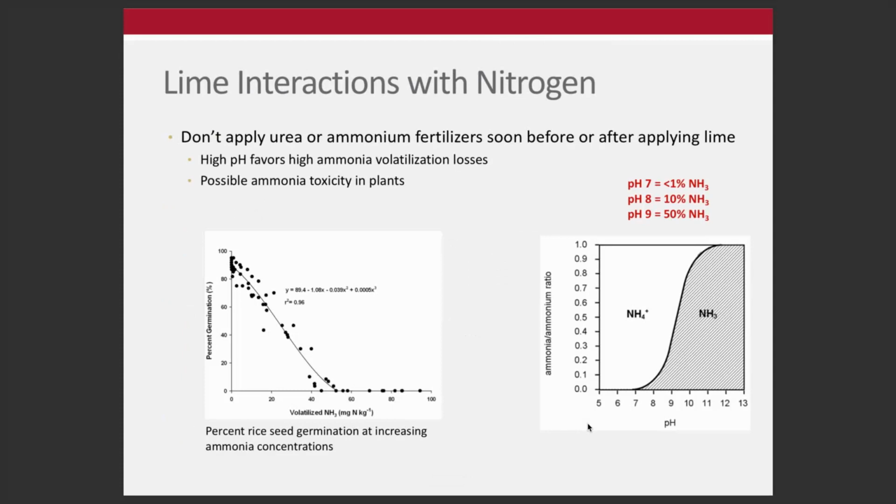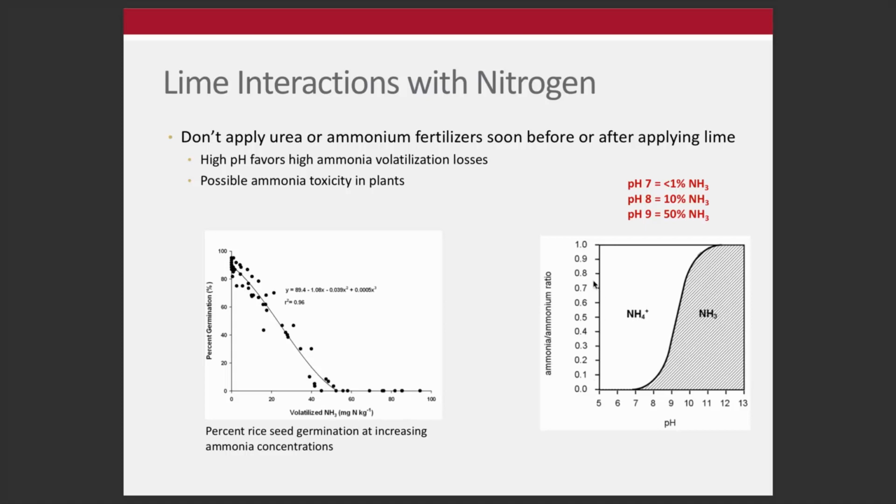One little caveat about interactions with lime and nitrogen. Okay, so we don't recommend applying a urea or ammonium-based fertilizer soon before or after applying lime. And that's because there's a chemical reaction that happens with lime and ammonium, and it's a pH-driven phenomenon. So, a couple reasons, right? Here we have a graph showing percent seed germination with volatilized ammonia. As volatilized ammonia, NH3 being lost as a gas, increases, we'll talk about this when we get into the nitrogen cycle, we can see our percent germination really decreases. So this is really harmful for seedlings.